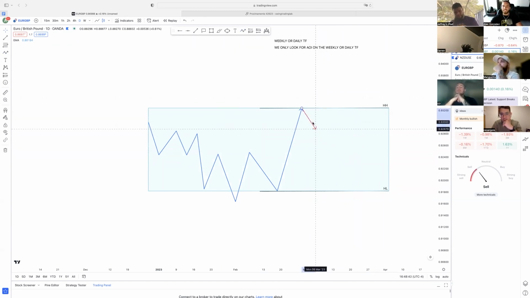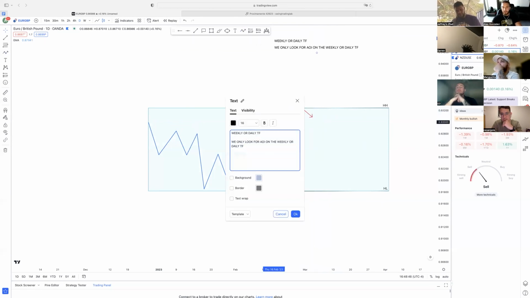So the area of interest is the easiest thing on the face of the earth to mark off. So in order for you to have an area of interest, you need to have a minimum of 3 touches to mark it off as an area of interest.